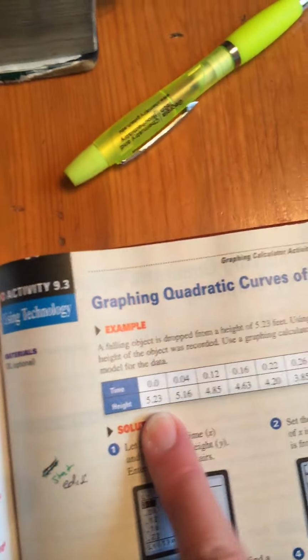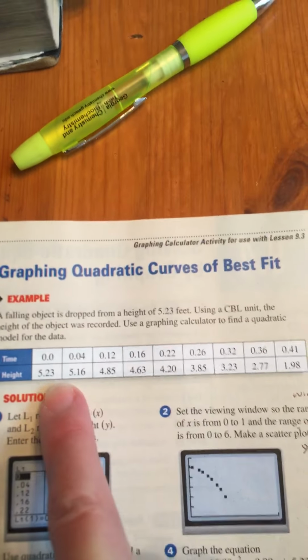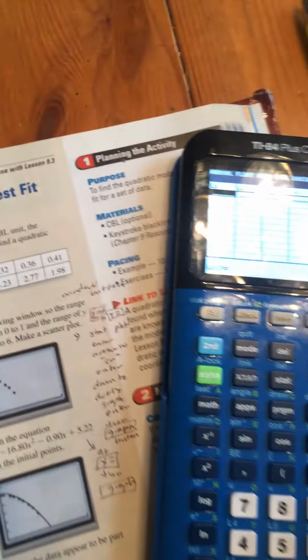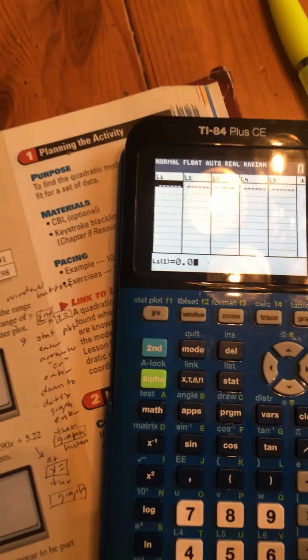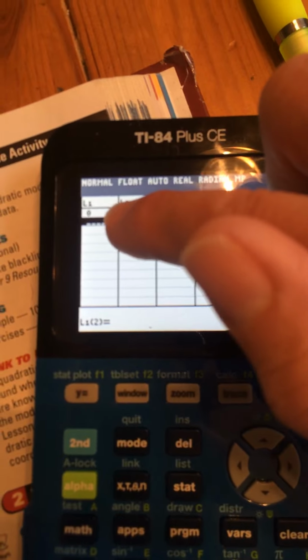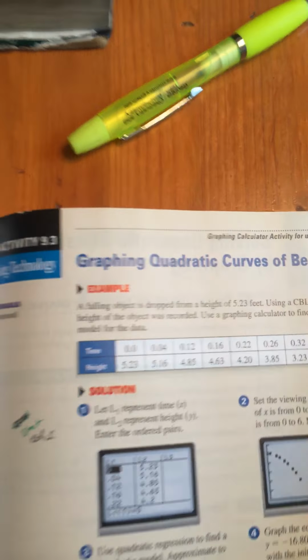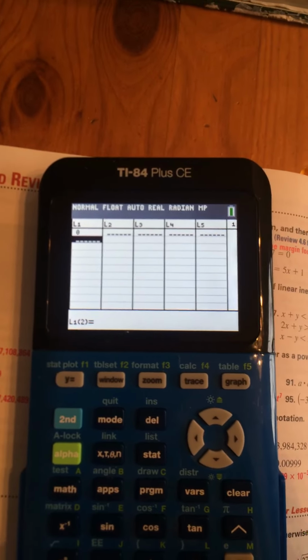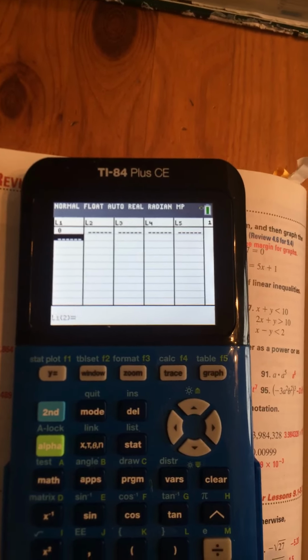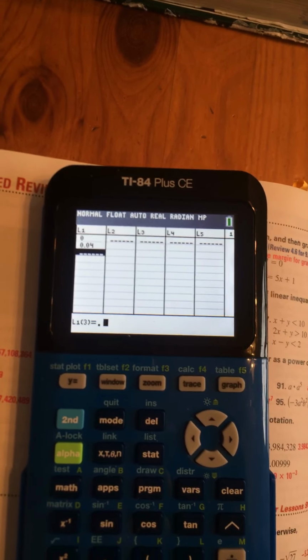Okay, time is going to be my x's, so I'm going to put in these first. So 0.0, I could just put 0. It doesn't really make any difference. It puts it down at the bottom, you hit enter and it pops it up there. See, they got rid of those points. Right, my next one is 0.04. I don't have to do the 0, I can just put .04, enter, and it pops it up there.